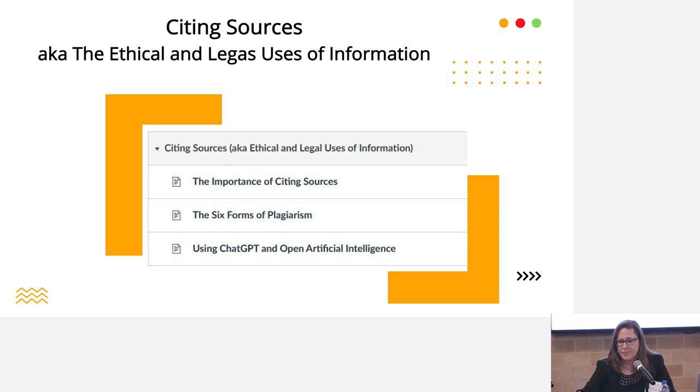You can also see here that I've added a section on ChatGPT and artificial intelligence. Since citation authorities like the American Psychological Association and the Modern Language Association have not yet come out with their official stance on how to cite sources like ChatGPT, this will be updated as time goes by. I can have a whole conversation about that.